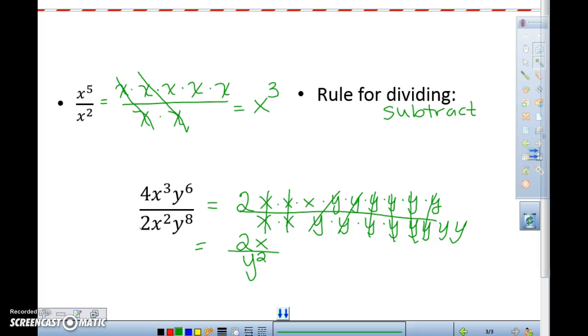X divided by y squared. Oh, how is it y squared? Why is it not a negative?